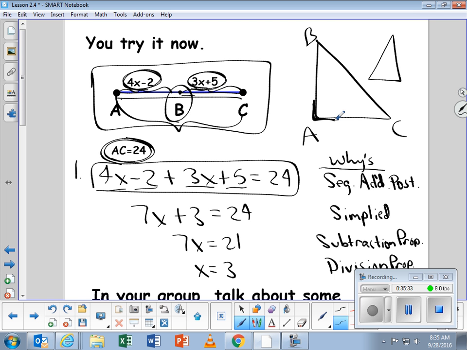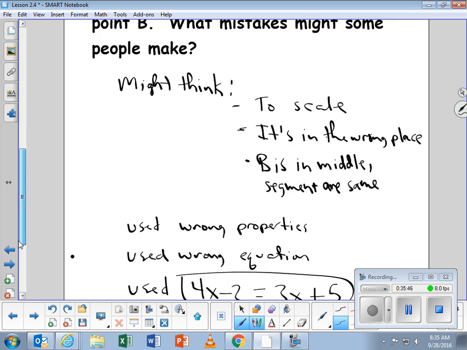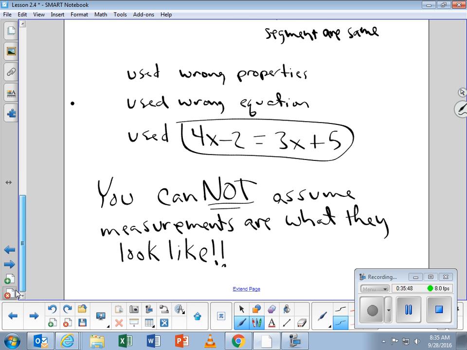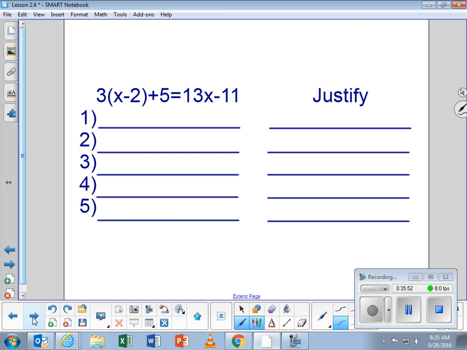Okay? So the most common mistake in this problem is people want to call B the midpoint, and they never told me B was the midpoint. They never told me these distances were equal, so I can't do that. Okay? Any questions on that now? All right.